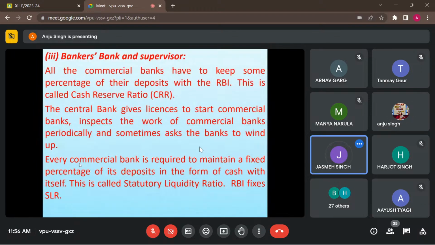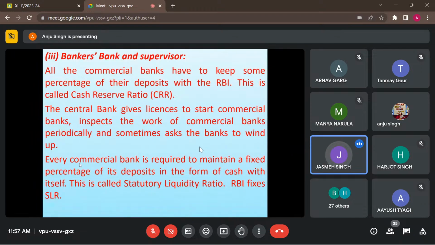Yes, ma'am. Bankers' bank and supervisor. All the commercial banks have to keep some percentage of their deposits with the RBI. This is called the cash reserve ratio. The central bank gives licenses to start commercial banks, inspects the work of commercial banks periodically, and sometimes asks a bank to wind up. Every commercial bank is required to maintain a fixed percentage of its deposits in the form of cash with itself. This is called the statutory liquidity ratio.